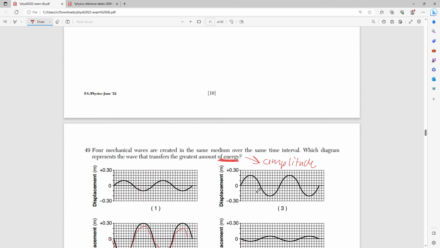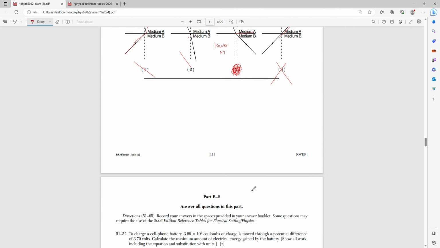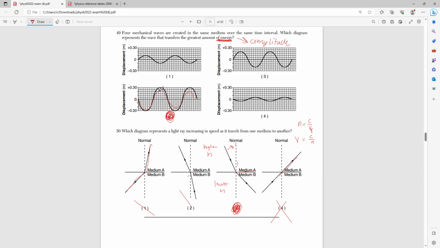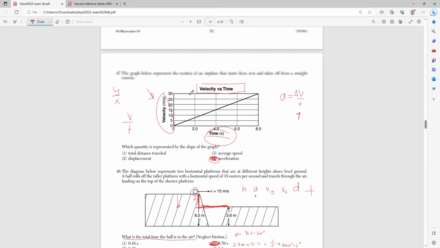That's all of part B1. If you want me to go over B2, which is the short answer section of this test, please let me know in the comments. Otherwise, I'll just be starting off with more multiple choice review for, I believe, the June 2019 test.